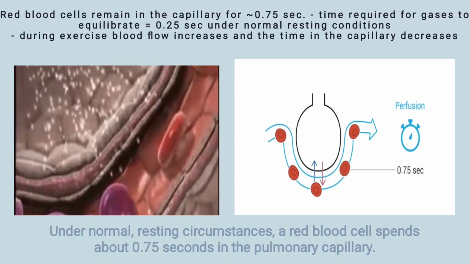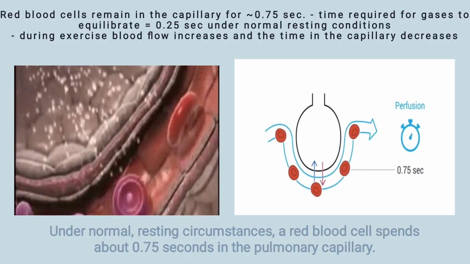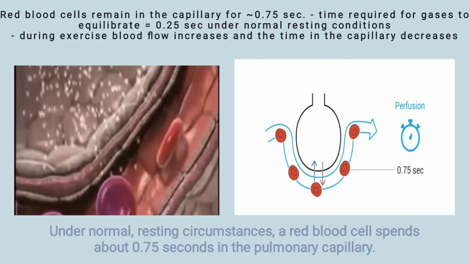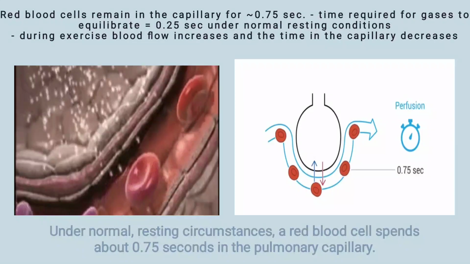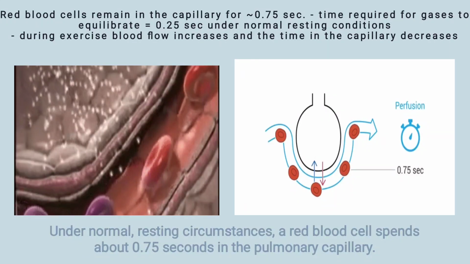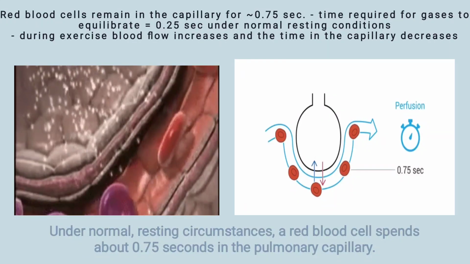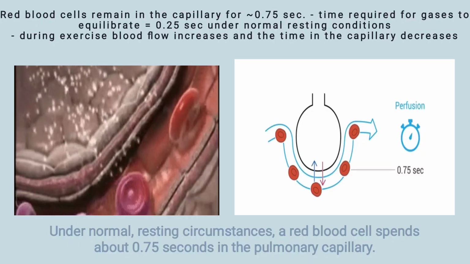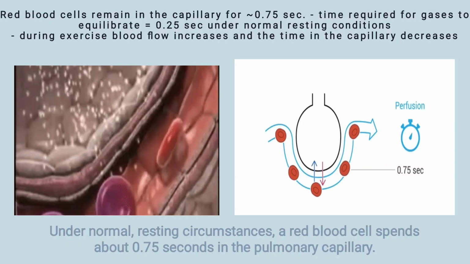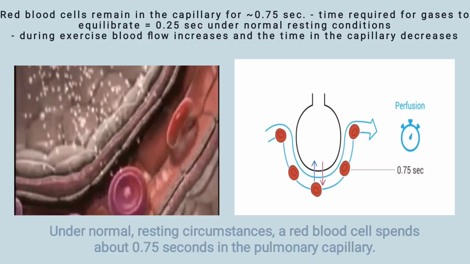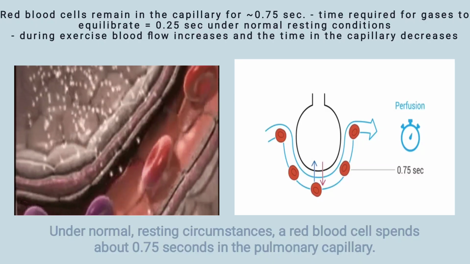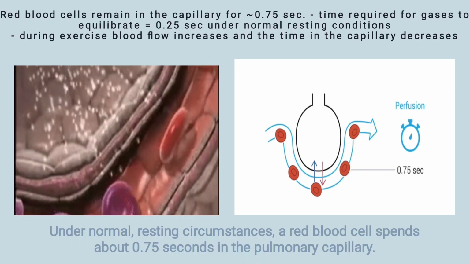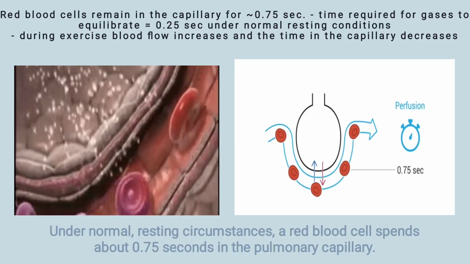Now, under normal resting circumstances, a red blood cell spends about 0.75 seconds in the pulmonary capillary. And you can see that in this 0.75 second, the oxygen equilibrium is reached at 0.25 seconds. So within 0.25 second, an adequate amount of oxygen will be taken up by a single RBC.